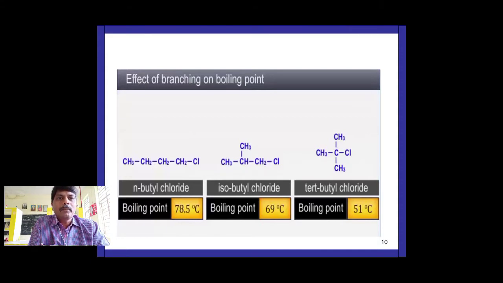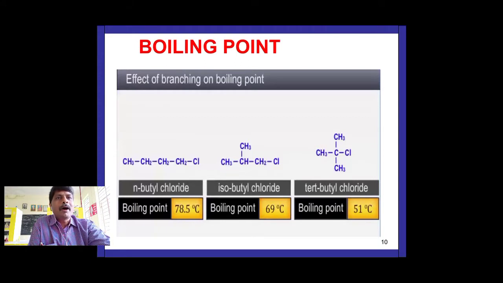First one, no branch, boiling point is more, 78.5 degrees centigrade. Second one, one branch, 69 degrees centigrade. Next, the third one, two branches, 51 degrees centigrade. As the number of branches increases, boiling point decreases. So boiling point depends on the number of branches also.